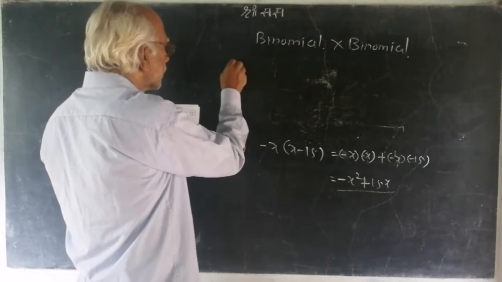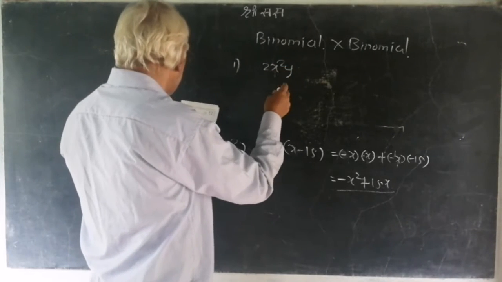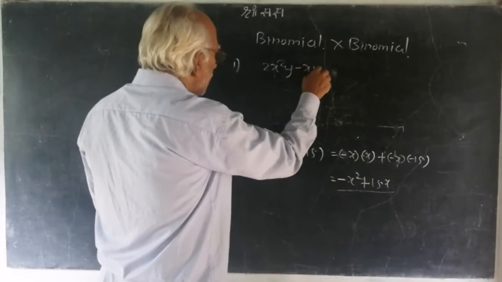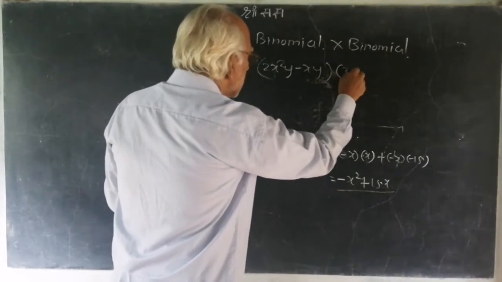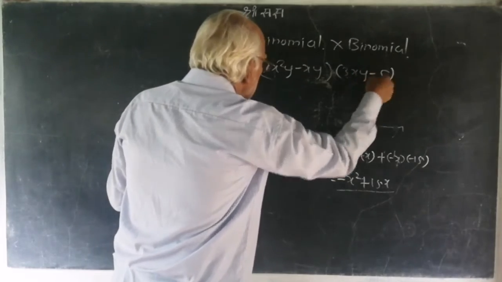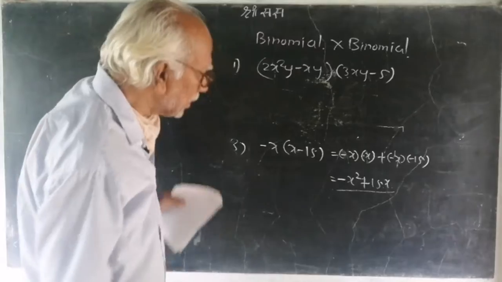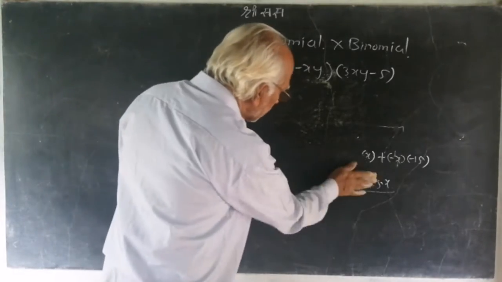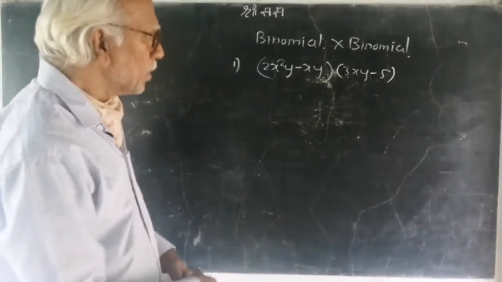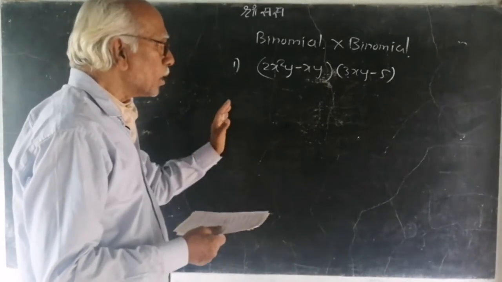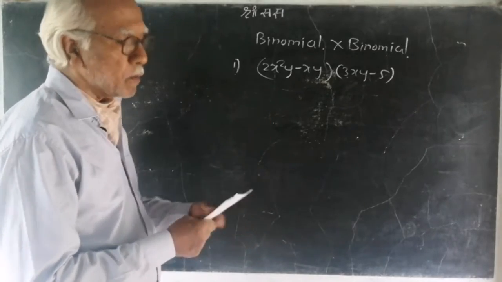Yes. So first sum, 2x square y minus of xy into 3xy minus 5. So here we will be distributing it term by term. First we will be converting it into two monomial into binomial and then monomial into monomial.